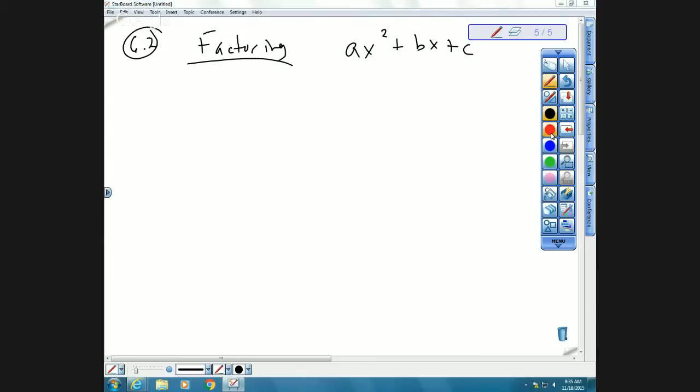So what we're going to look at here is what happens when there's not a number in front of x squared, or there's a 1 in front of x squared, actually. So this section is all just these problems. There's not a number in front of the x squared.